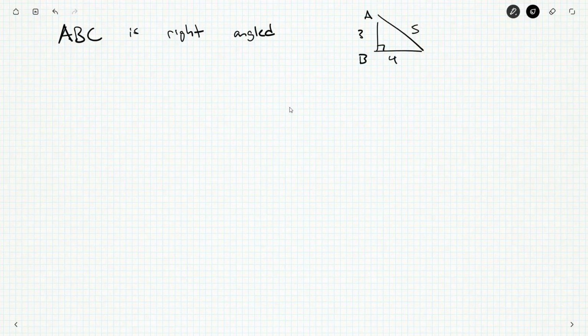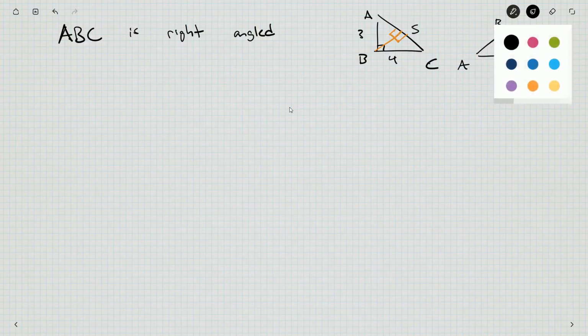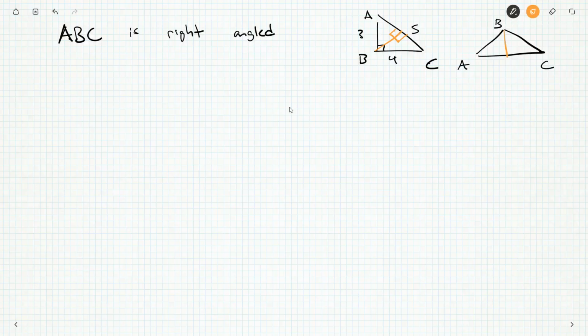Now we've got A, B, and C. Now we want an altitude here. Well, how could we figure that out? Well, let's look at the same triangle two different ways. One where the altitude is standing straight up, and one which is the first one I wrote. 3 and 4 here. So we want this length h.